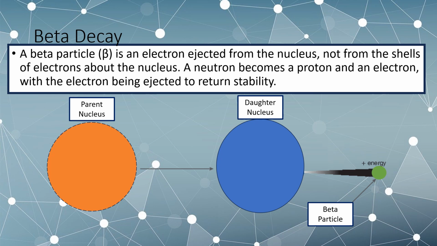So what actually happens in this process is a neutron becomes a proton and an electron, with the electron of those two then being ejected to return stability to the atom. There's a lot of different processes that occur during this stage, but for now, we're just going to focus on the ejection of that beta particle.